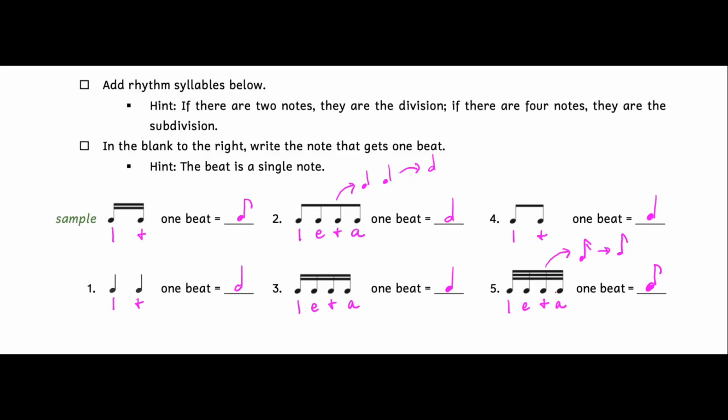note is the subdivision. Okay, so it's just really helpful if you remember this chart where the whole note is twice as long as the half note, is twice as long as the quarter note, is twice as long as the 8th note, is twice as long as the 16th note, is twice as long as the 32nd note. Okay, so if you're given a division of a quarter note, say, then the beat is going to be a half note. If you're given the subdivision of a 32nd note, like we just did for number 5, then the beat is going to be 2 levels higher, an 8th note.